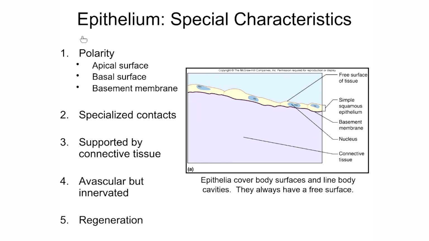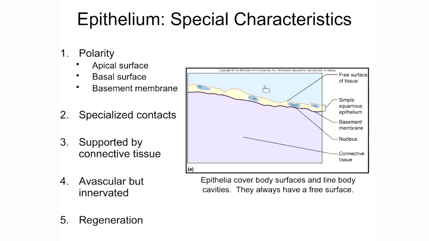Another thing that's unique about epithelial tissues that separates them from some of the other tissue types is they have specialized contacts. When I'm talking about specialized contacts, what I actually mean is that the cells that make up the epithelial tissue, in the areas where they join to each other, have these specialized contacts that help to hold them together really strongly.